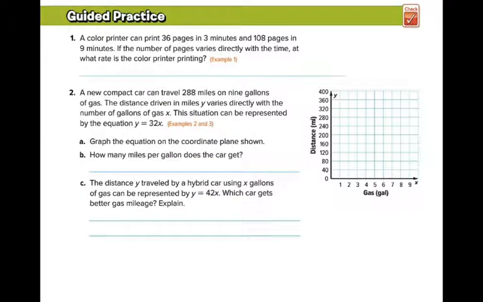All right. Number 1. A color printer can print 36 pages in 3 minutes and 108 pages in 9 minutes. If the number of pages varies directly with the time, at what rate is the color printer printing? So, we'll try a table on this one.